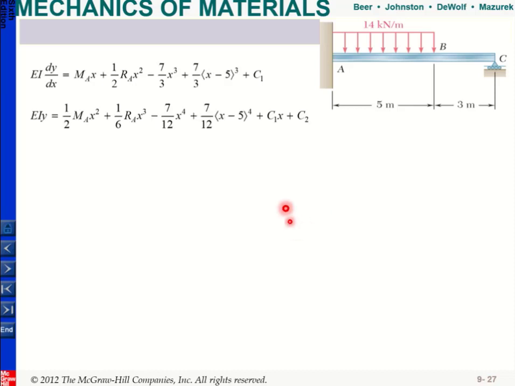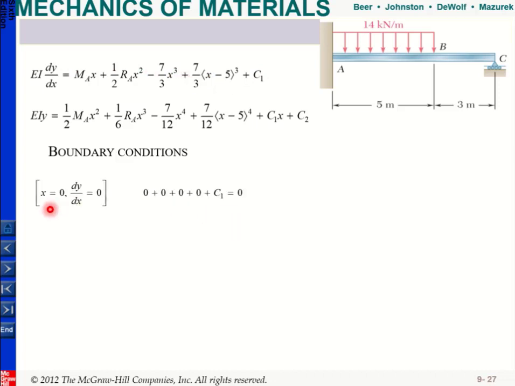So these are the two equations we got. This is the equation for slope, and this is the equation for the deflection. Next I will apply my boundary conditions. When you apply the boundary conditions, I always like to start with the slope, because in slope I only have one constant. So if you have any boundary conditions related to slope, it might be better to use it.